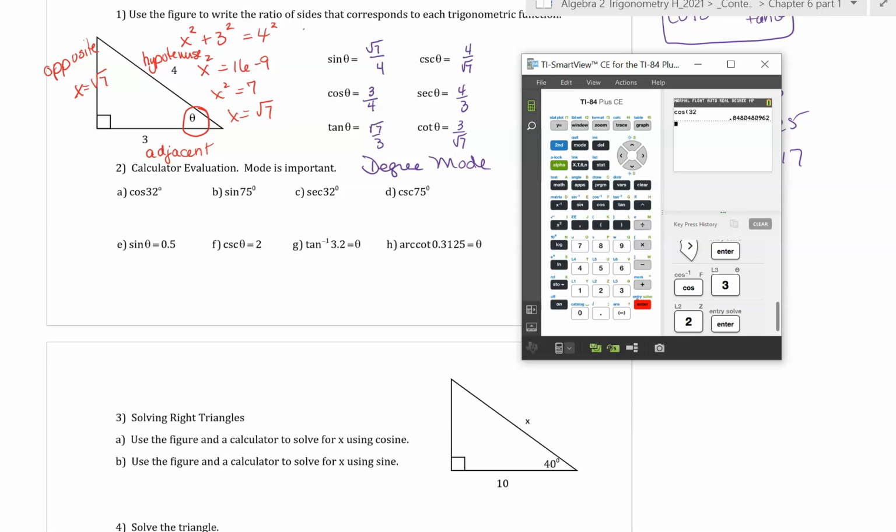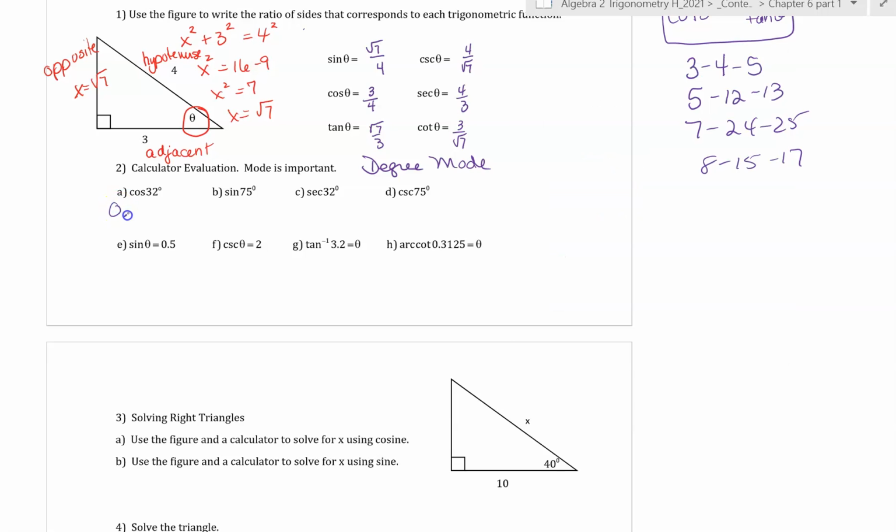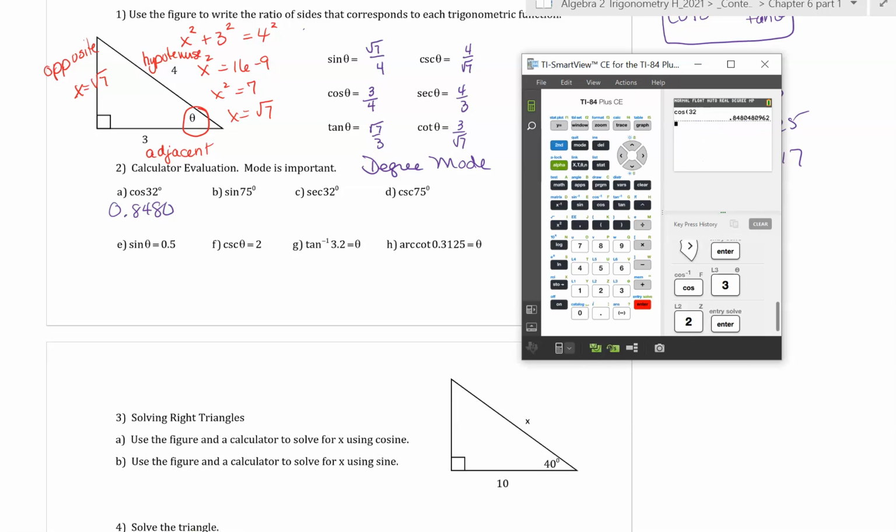And we're going to keep 4 decimal places. All right, go ahead and pause the video and find the sine of 75 degrees, the secant of 32 degrees, and the cosecant of 75. Go ahead and give it a try.